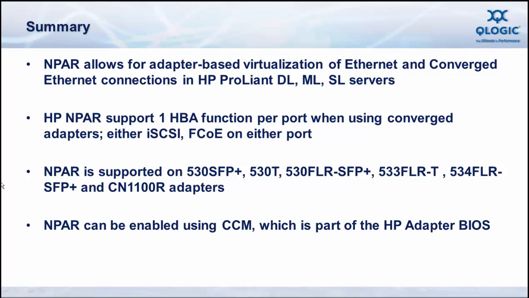So let's take a look at what we learned. First, we learned NPAR allows for adapter-based virtualization for both Ethernet and Converged Ethernet connections in HP ProLiant DL, ML, and SL servers. We also learned that NPAR supports a single function per port when using converged adapters. That per port functionality can be either iSCSI or FCOE. Then we learned that NPAR is supported on a variety of the flexible network adapters from HP and QLogic and the converged network adapter CN1100R. And finally, we learned that NPAR can be enabled using the Comprehensive Configuration Management utility, which is part of the adapter BIOS.